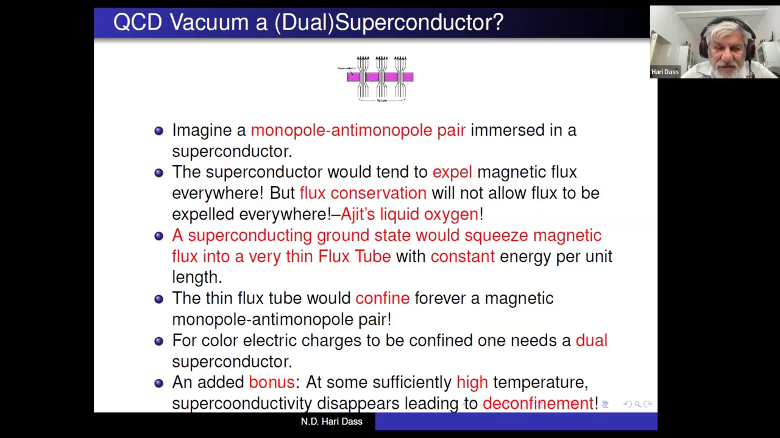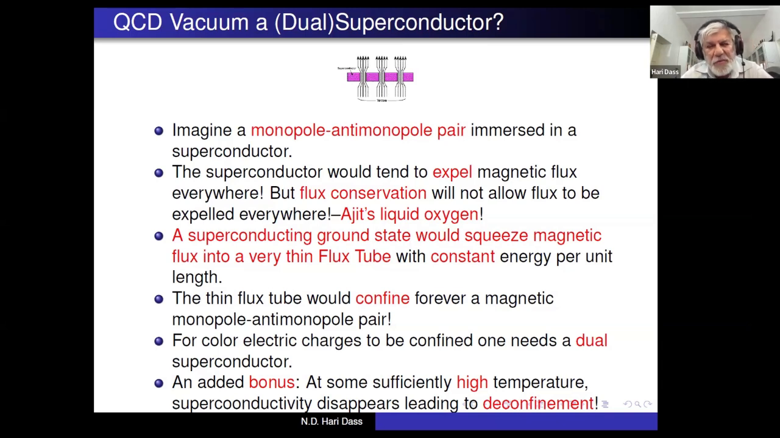So what's the resolution? The resolution is, in a superconducting ground state, a very thin flux tube would be developed between the monopole and the anti-monopole, and flux conservation would lead to constant energy per unit length. So the more you want to separate the monopole and anti-monopole, more energy, linearly rising with separation, has to be supplied to render them free. In other words, the thin flux tube would confine forever a magnetic monopole, anti-monopole pair.